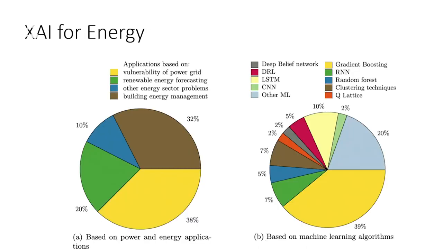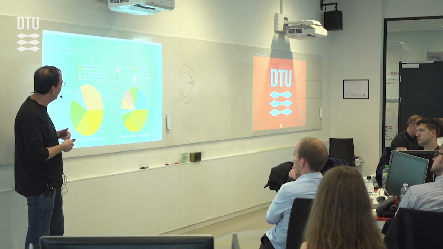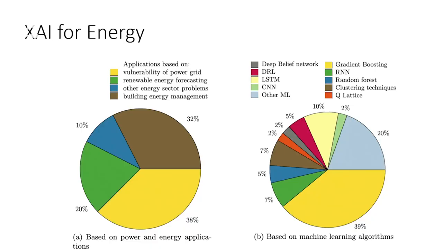So just in terms of XAI for energy, those are applications from the last 3 years. Renewable is about 20% of the applications. And here is the zoo of technologies. You see that gradient boosting is about 40%, and then there are all sorts of other techniques using this, that, and the other. So basically about half of the techniques in energy for explainable AI use something like XGBoost or random forest, and then everything else is quite diverse.